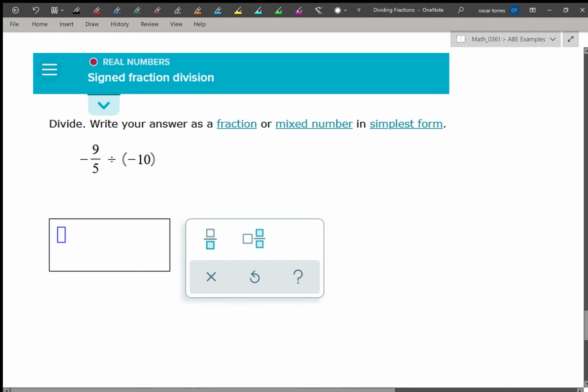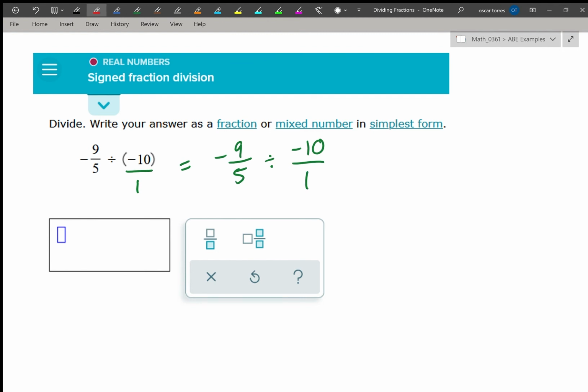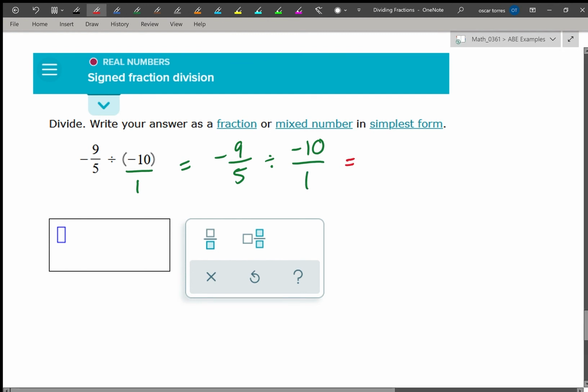This last problem introduces negative signs, so it's important to keep track of the negatives. Because we have a fraction in this problem, we want to make sure that everything is a fraction. That means we want to turn this negative 10 into a fraction of negative 10 over 1. If I just rewrite this expression to make it look a little clearer, we have negative 9 over 5 divided by negative 10 over 1. Now that I have my expression rewritten, we can go ahead and manipulate it.